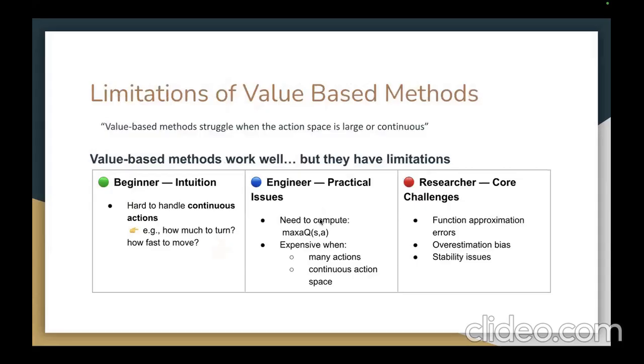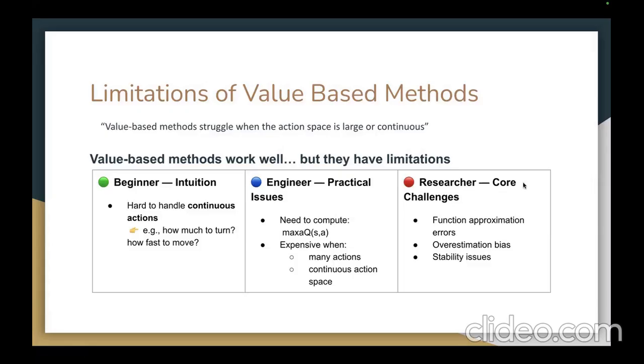So now DQN methods seem to be great, but sometimes they may not work, and especially they struggle when the action space is large or even continuous. For beginners, you just need to know that it's hard to handle continuous actions because we output an array of Q values, and if the actions are continuous, it's hard to do that. For practical implementation, we have to compute a maximization, and if the action is continuous, it's not clear how we can do that.